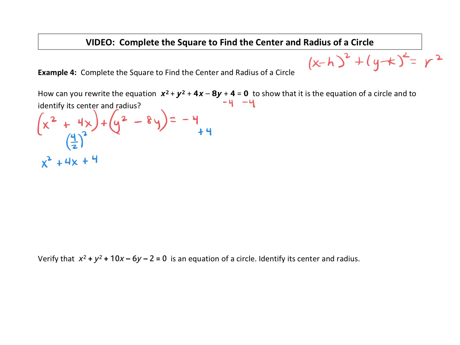Let's do the same thing with the y's. We're going to take our b value, negative 8, divide it by 2, and square that. Negative 8 divided by 2 is negative 4. Negative 4 squared is a positive 16. So we're going to add 16 in: y squared minus 8y plus 16. Now we can factor that. But we just added a 16 to the left side, so we're going to add a 16 to the right side of our equation.